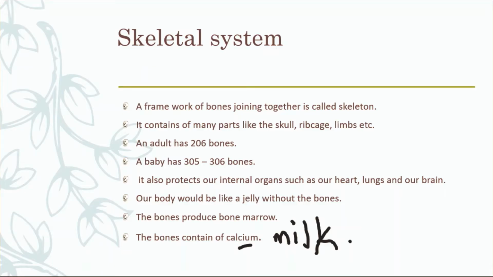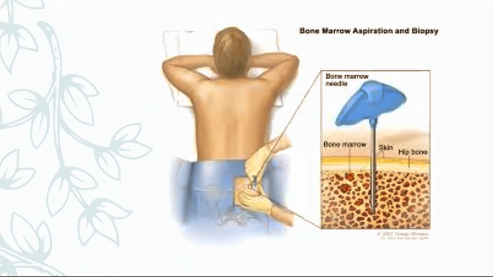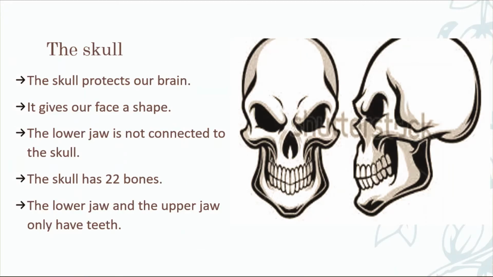So now I'll show you how bone marrow looks like. Now this is the bone marrow. So over here, this is our bone and this is another layer. So now this is the bone marrow which is inside the bone. Now let's move on to the next slide, which is the skull.